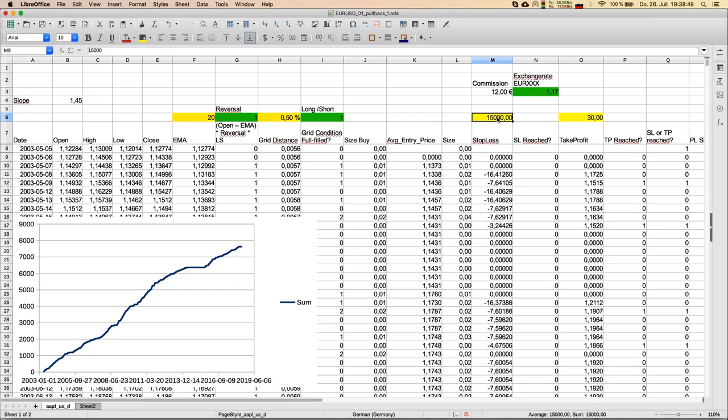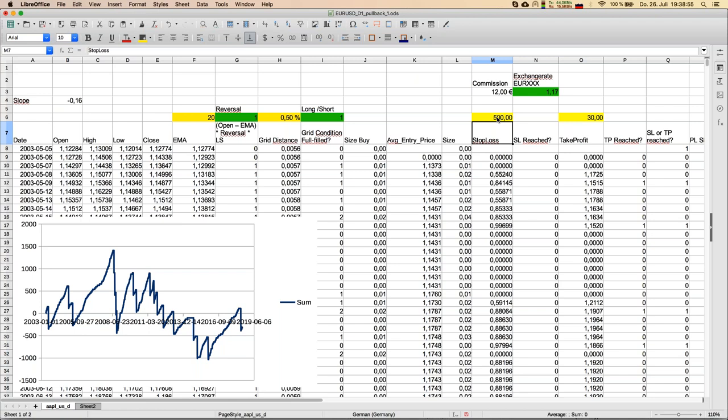But now let's fine tune this strategy again a little bit. So let's go for a 500 euro stop loss. Then you see we are finally not really profitable. And by the way, what I do here is I simply calculate the slope of the equity, and now it's already negative, meaning we are constantly, or on average, losing money. So what might we do?